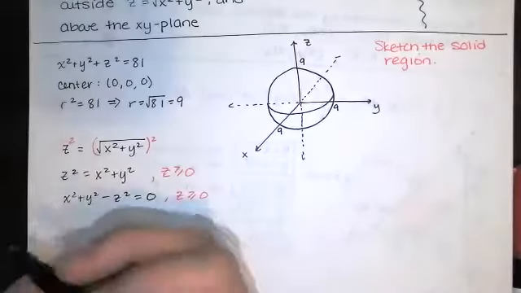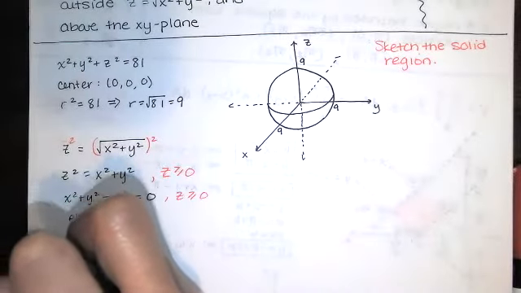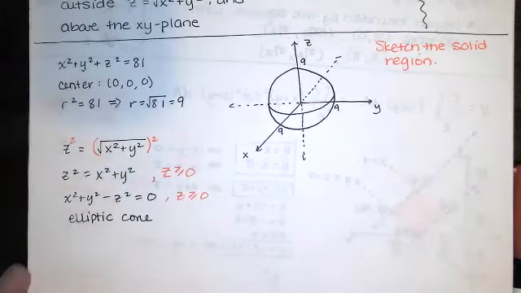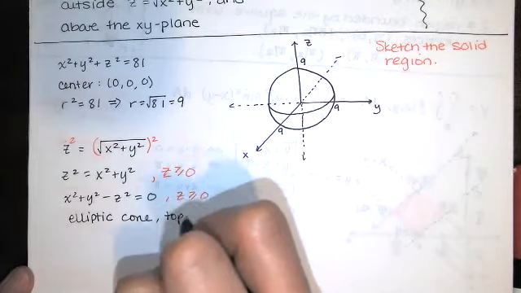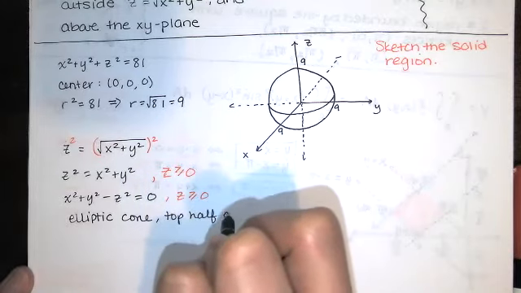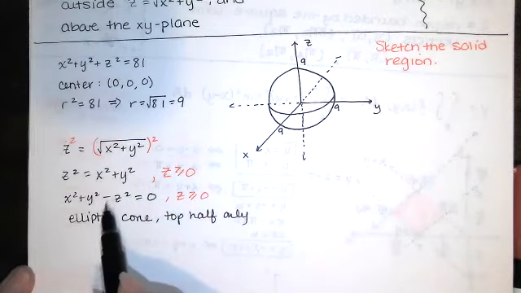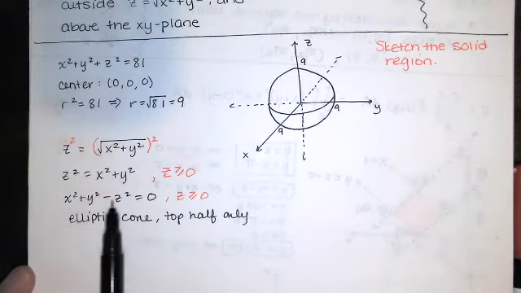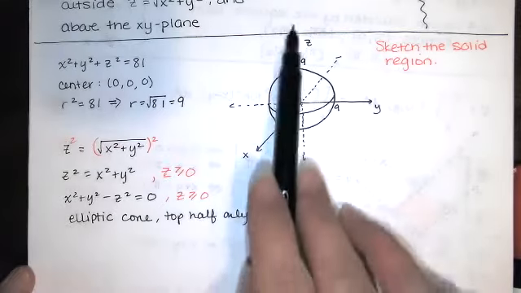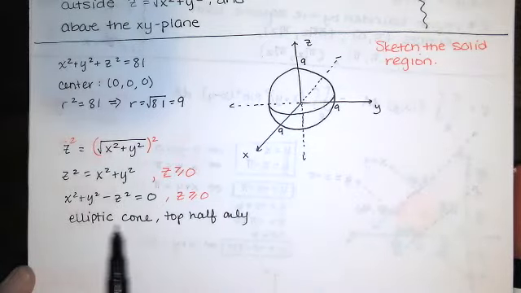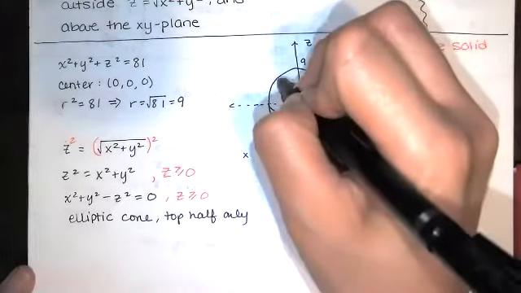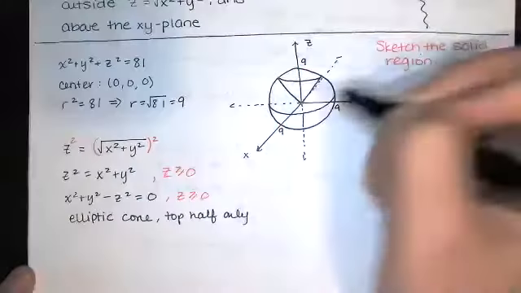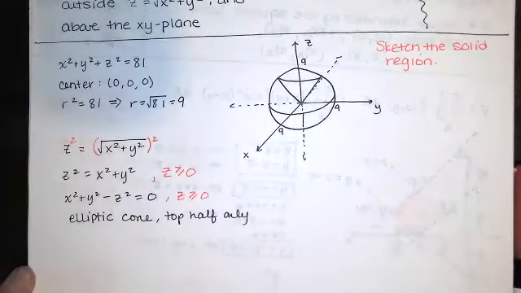And that is an elliptic cone. It's really more of a circular cone, but it's an elliptic cone in general. It's top half only. And remember that negative indicates the axis where that cone is going to open. Since the negative is on the z squared term, the cone opens up and down, but we're only talking about the top half. So what we would see is something that looks like that. That's where our cone would intersect that sphere.